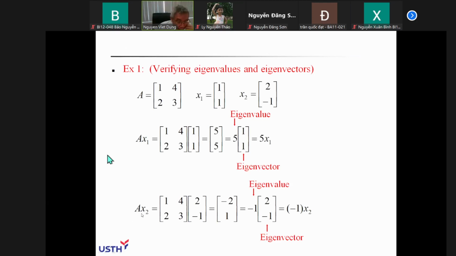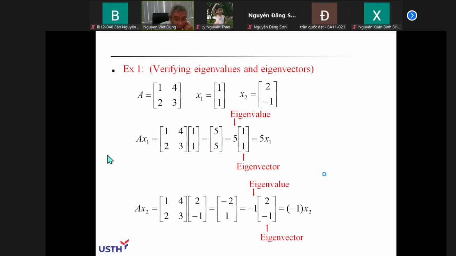Again, if we multiply A by x2, you get minus 1 times x2. Then x2 is an eigenvector and minus 1 is an eigenvalue. So that is the example.